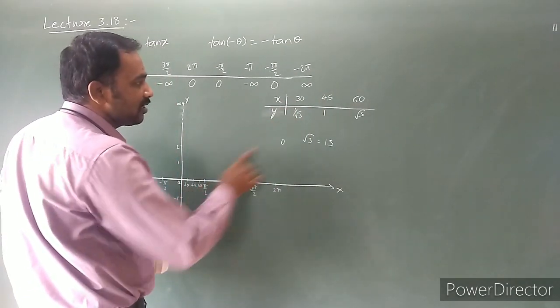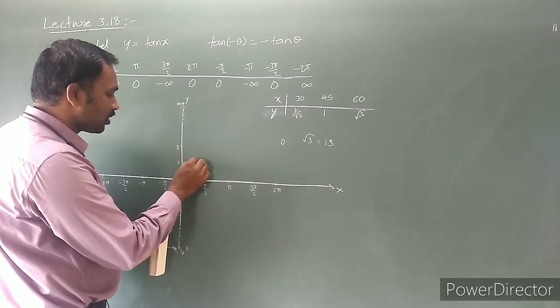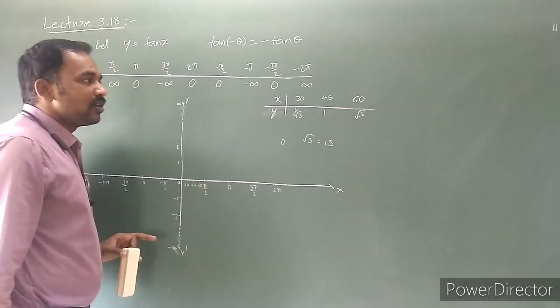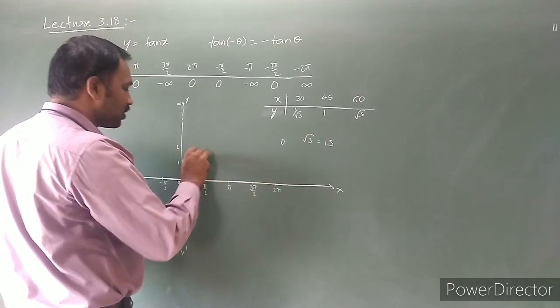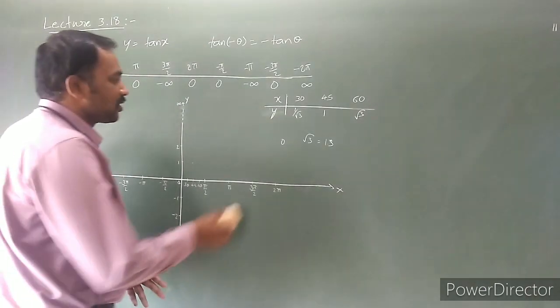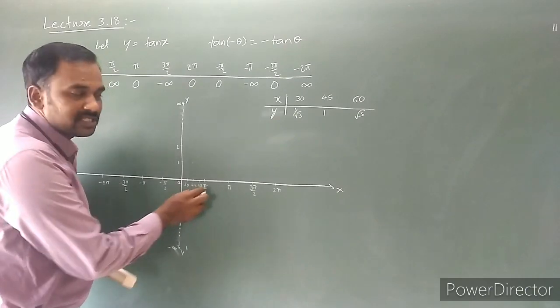What is the value at 45 degree? x is 45, y is 1. Here is the value. Next, 60: root 3. Root 3 value is more than 1. This is how the graph of the tangent is drawn. So, join. Not only the 30, 45, 60, 90.